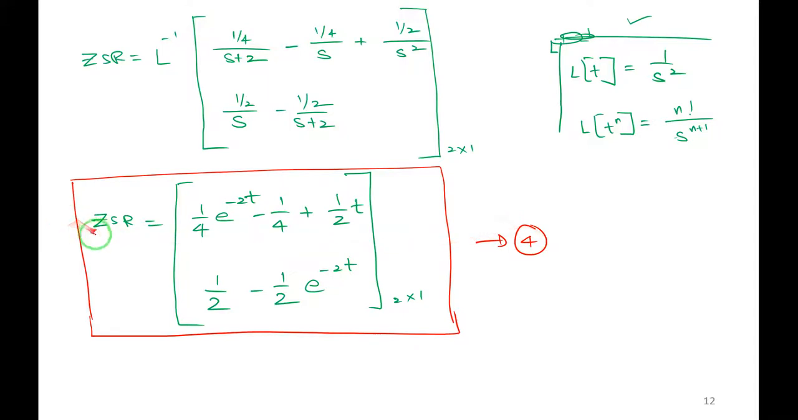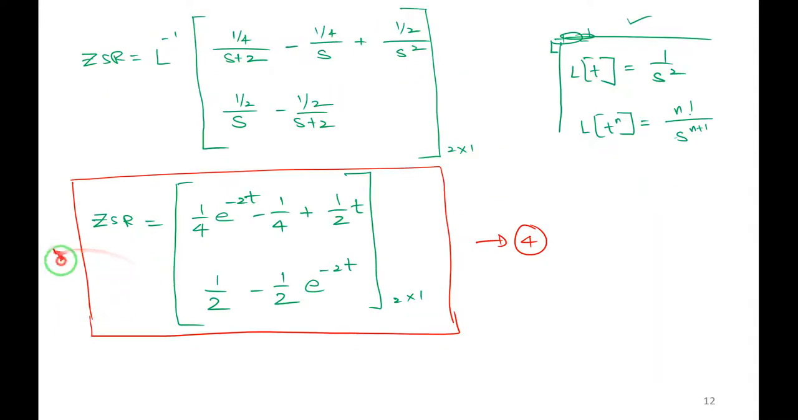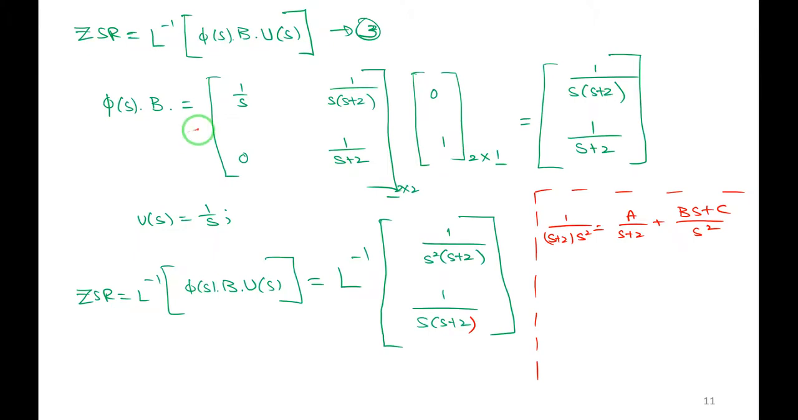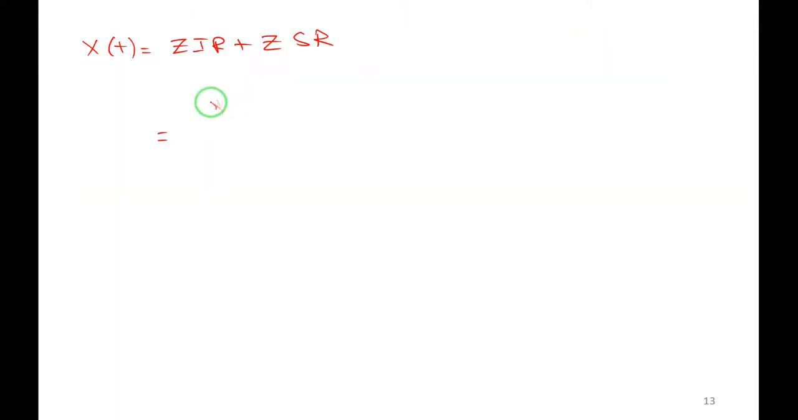So you will add ZSR and ZIR, zero input response. I should add ZIR plus ZSR, this one, so that I will get X of t. X of t equals zero input response plus zero state response. So let me write it. What is zero input response? ZIR here is 1 0, I am getting, right?